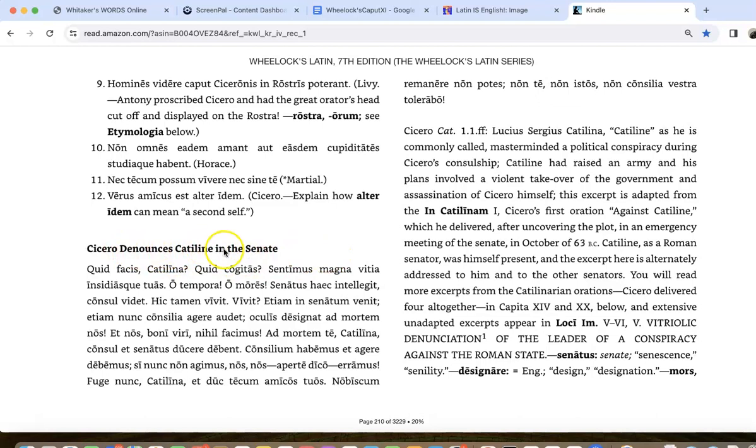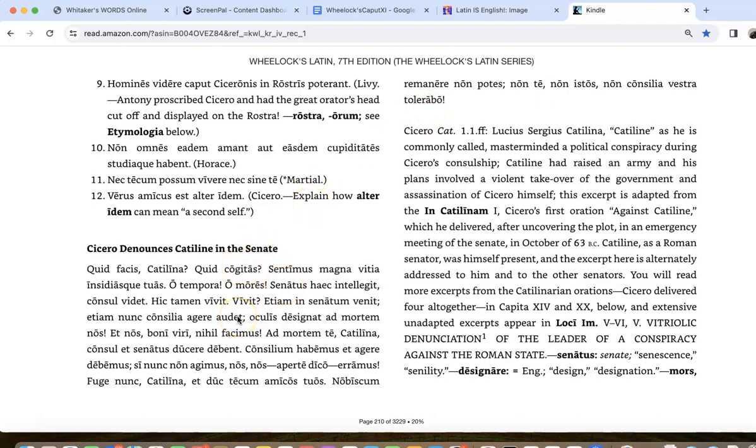So Cicero denounces Catiline in the Senate. Again, they give you some additional commentary over here, including vocab, which I recommend that you take a look at. And again, I really encourage you to read it aloud to help you learn it. Quid facis, Catiline, quid cogites? Sentimus magna vitiae insidiesque tues. O tempore, o mores, senatus haec intelligit. Consul videt, hic tamen vivet, etiam in senatum venit, etiam nunc consilia agere audet, oculos designat ad mortem os, et nos boni viri nihil facimus, ad mortem te, Catilina, consul et senatus ducere debent, consilium habimus et agere debimus, si nunc non agimus, nos aperte dico, ramus, fugi nunc, Catilina, et ducte cum amicos tuos nobisque rimanere non potest, non te, non istos, non consilia vestra tolerabo.